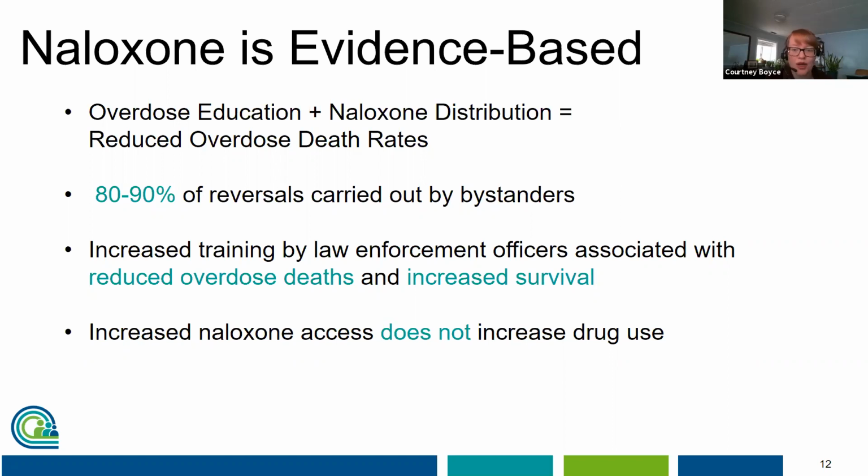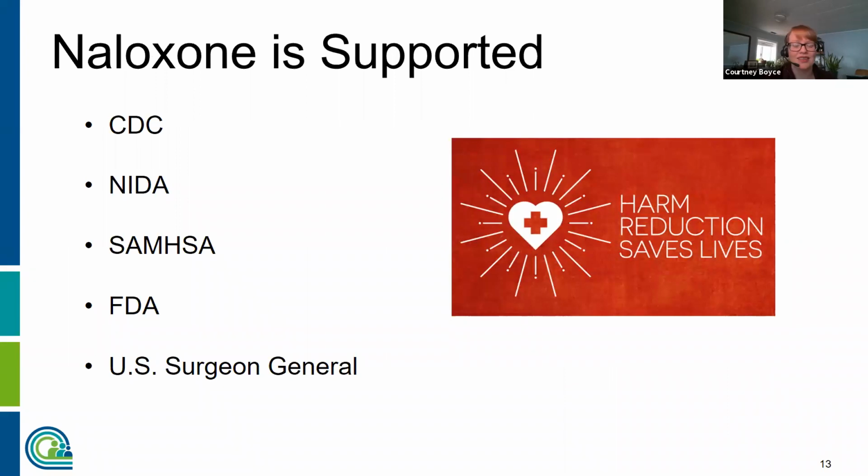So naloxone is supported by pretty much everybody. Look at all these major names on your screen. We've got the CDC, the NIDA, SAMHSA, FDA, and the US Surgeon General.